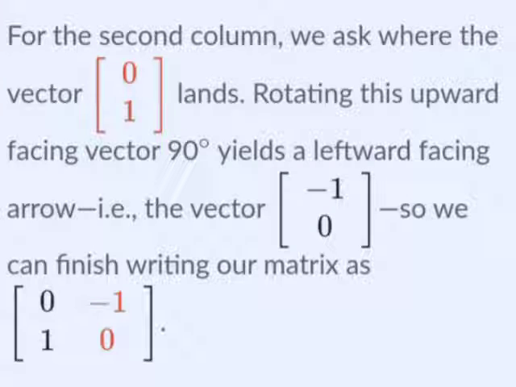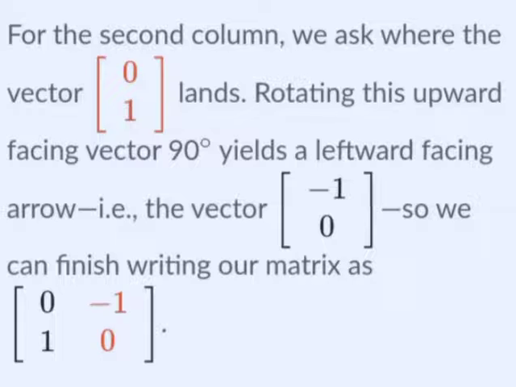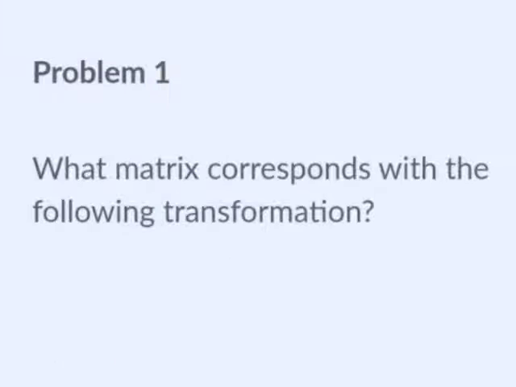And for the second column, we are asked where the vector 0, 1 lands. Rotating this upward facing vector 90 degrees yields a leftward facing arrow, for example, the vector -1, 0. So we can finish writing our matrix as 0, 1 and -1, 0. This is where 1, 0 and 0, 1 land after the transformation.